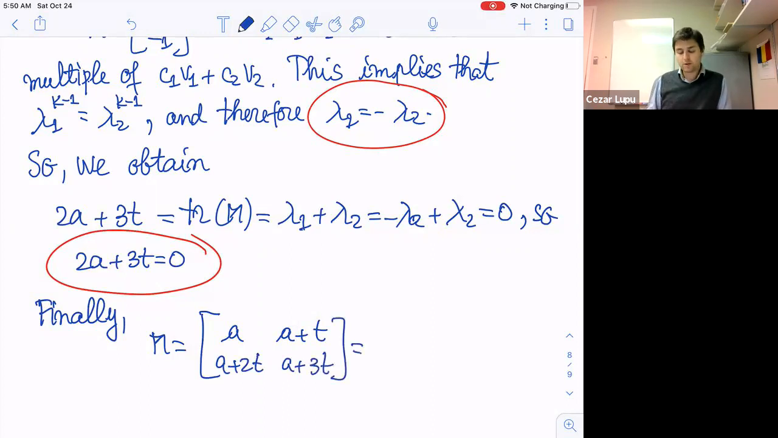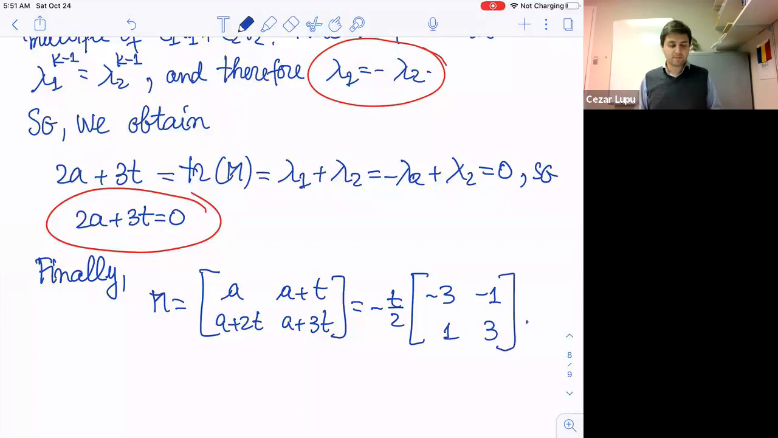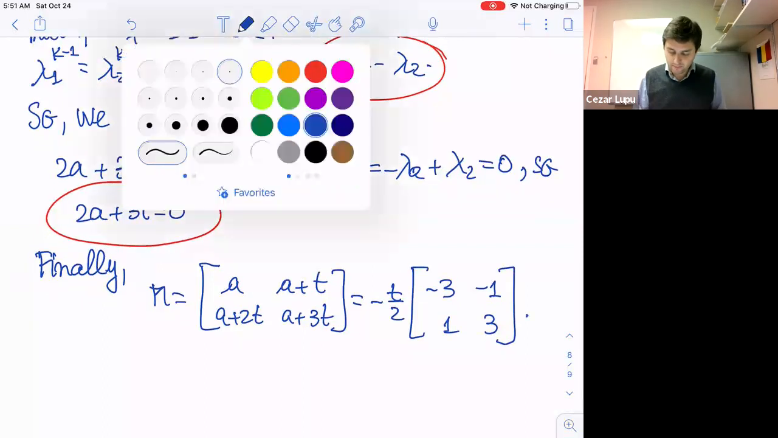So now we know that 2a plus 3t is 0, so we can write a in terms of t. And finally, this will give us, well, a will be negative 3 over 2 t, so we can factor anything. Okay, so it will be negative t over 2 times, so we can factor this, negative 3, negative 1, 1, and 3. So these are the other matrices that we're looking for.